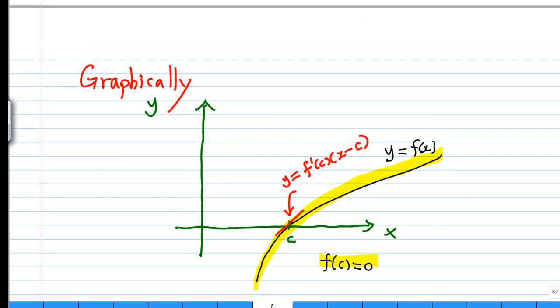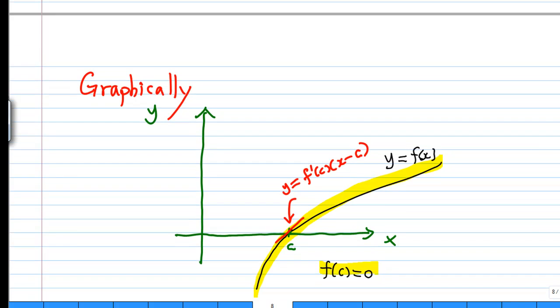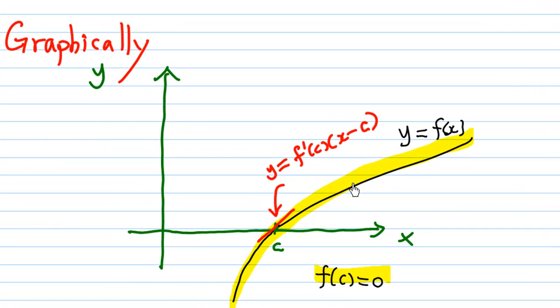Now graphically, it means that if you have a curve y equal to f(x) here, and f of c equals 0, where the curve cuts the x-axis, then f prime of c times (x minus c) is the equation of a tangent line at the point c. So you can see that the curve is very close to the tangent line when x near c.